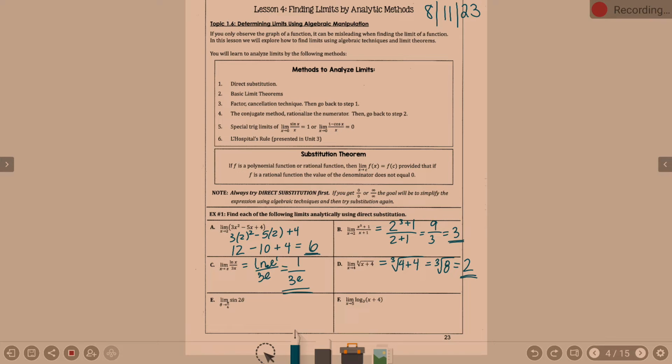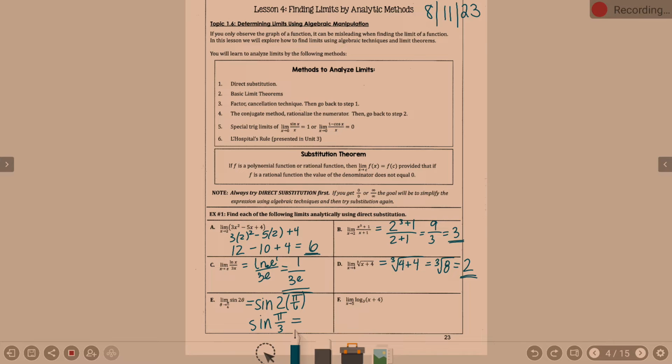Okay, E. The limit as theta approaches pi over 6 of sine of 2 theta. So that means it's going to become sine of 2 times pi over 6, which is 2 pi over 6, or also pi over 3. Now, the challenge here is to be able to do this in your head, not pull out your unit circle or your chart.